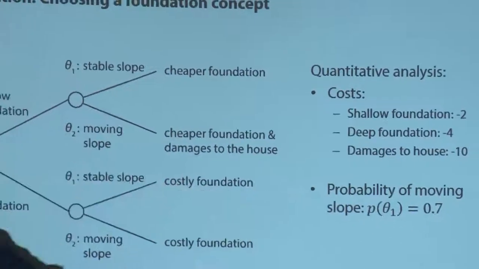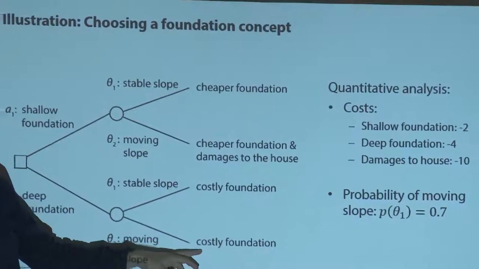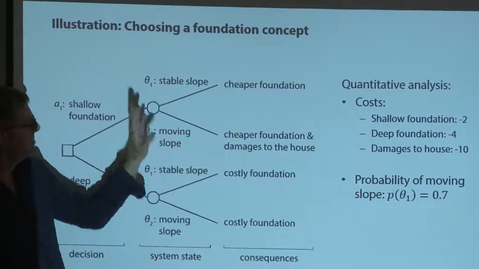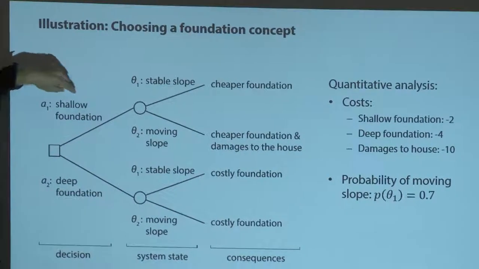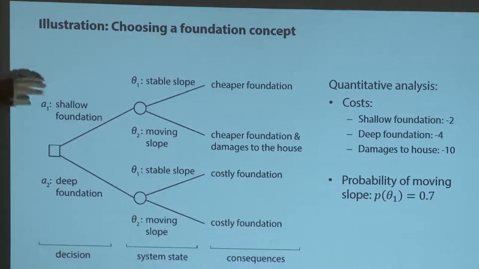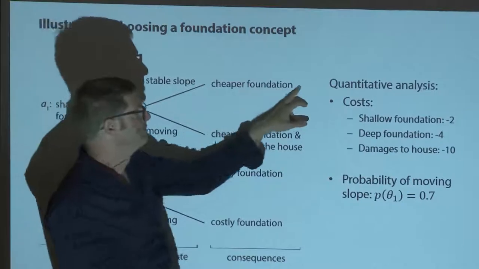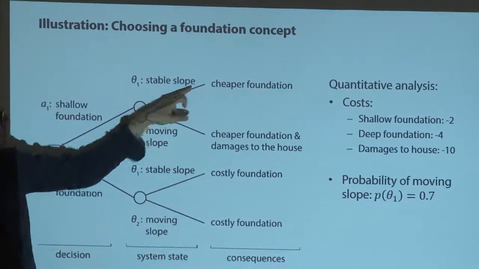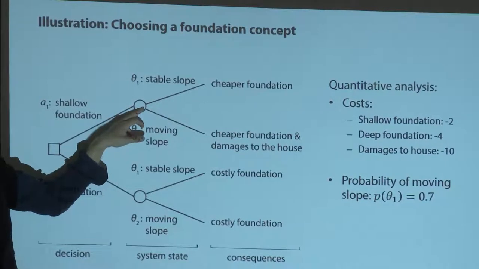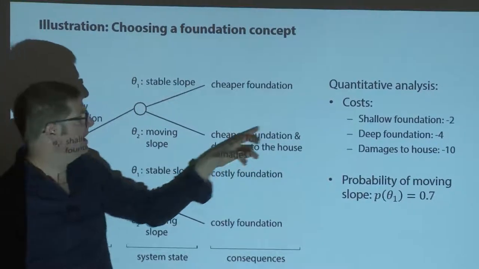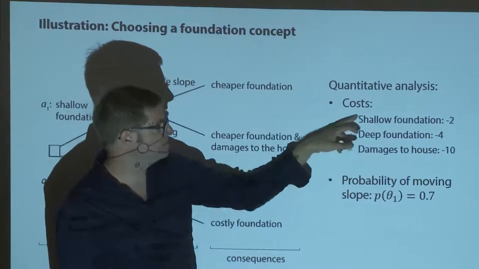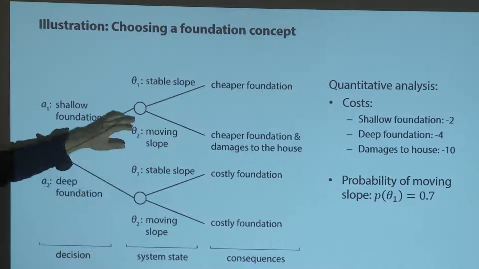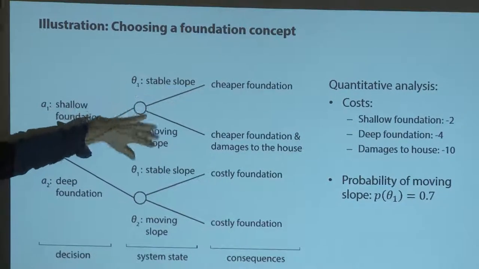So what you do is you multiply the probability of a moving slope with the consequences associated here. Okay, one by one. If we want to figure out the expected consequences associated with the shallow foundation, we take the costs here, those are the minus 2, multiplied with the probability of this branch, which is 0.7, so minus 1.4, plus the consequences here, which are minus 12, multiplied with 0.3, so minus 3.6, and you sum them together.